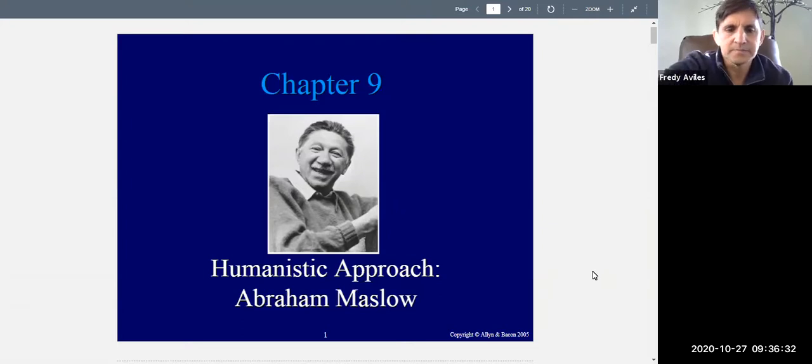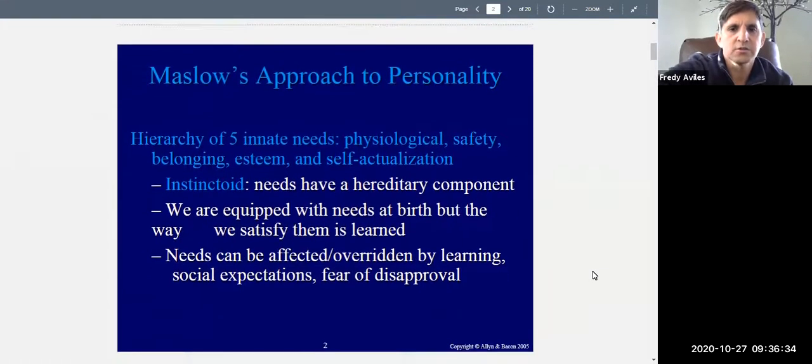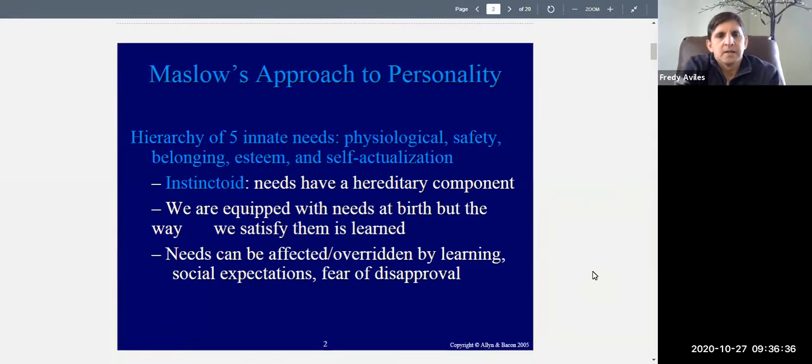Let's get started. So Maslow's approach to personality. Remember from Psych 101, right? Maslow's hierarchy of needs. That's what this theory is about, right? According to Maslow, we have 5 innate needs. In other words, we're born with them. We can't help it. It's just who we are, right?